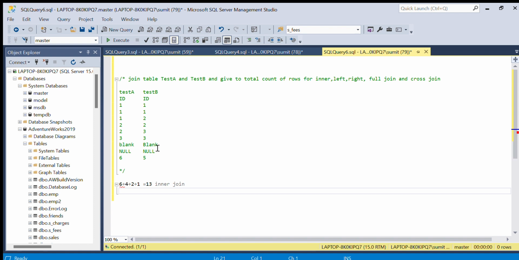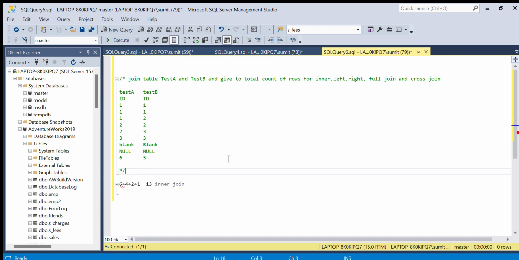If I talk about blank, many people get confused about whether blank will be there in a join or not. Definitely yes: if we join blank with blank, it will be considered as a record, so one record would be there. But if you join null with null, it will not give a match. Null will be considered as a non-matching value. So null is not matching with null, and 6 is not matching with 5. These two records will not be considered in the inner join, and that's why we are getting 13 as the count.